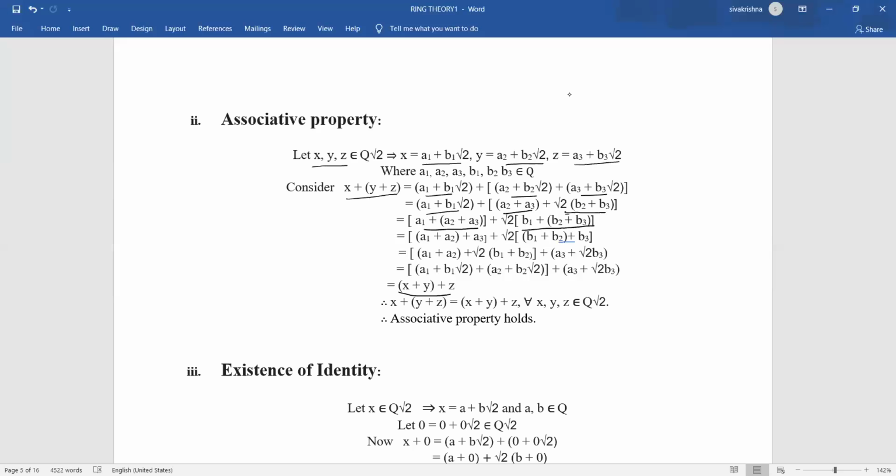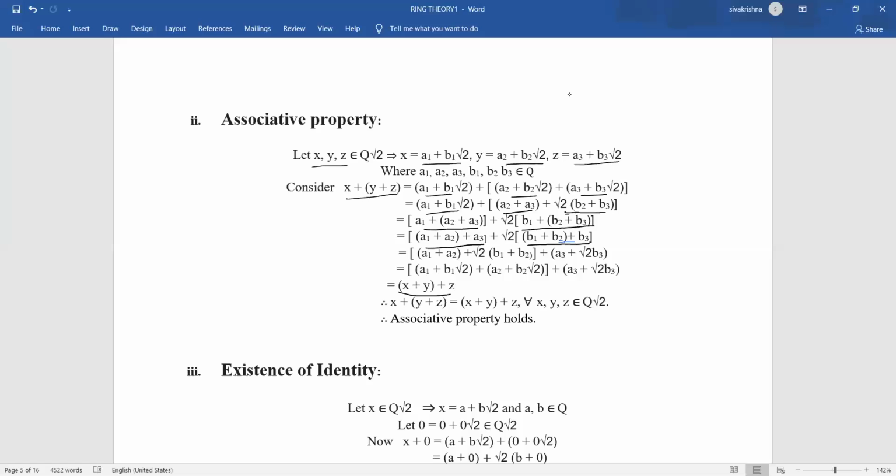So clearly a1, a2, a3 are rational numbers. And in the set of all rational numbers, clearly the associative property holds with respect to addition. So I can write a1 plus of a2 plus a3 as a1 plus a2 plus a3, because of associative property in rational numbers. And in the same way, b1 plus of b2 plus b3 can be written as b1 plus b2 plus b3. Once again, this is by associative property in Q. But we have to prove the associative property in Q root 2.